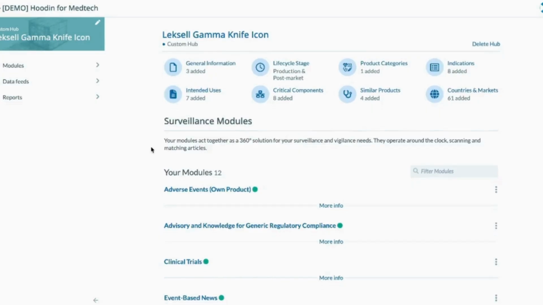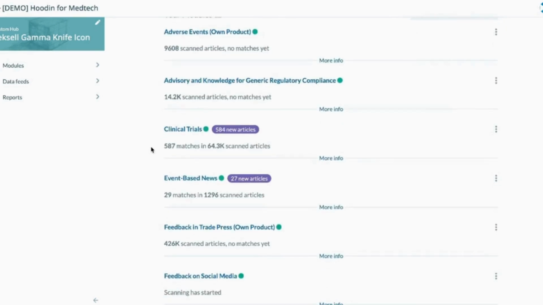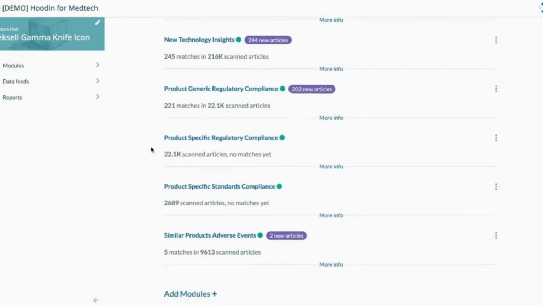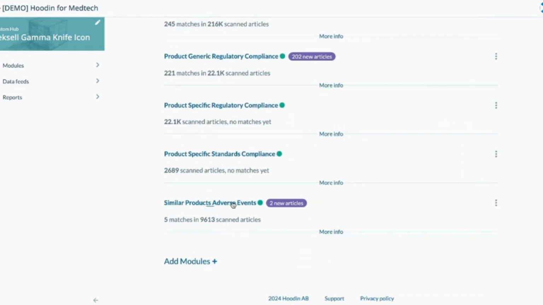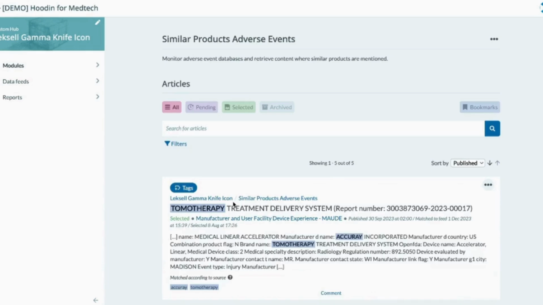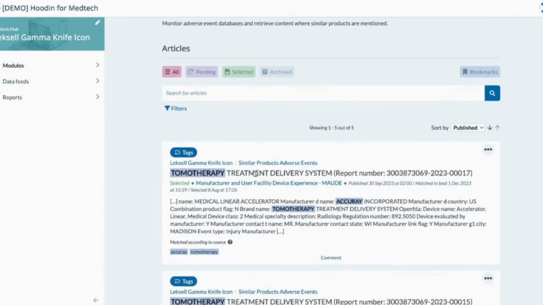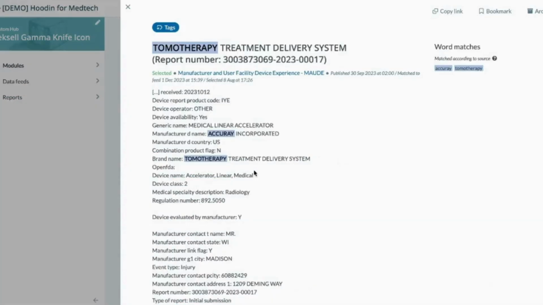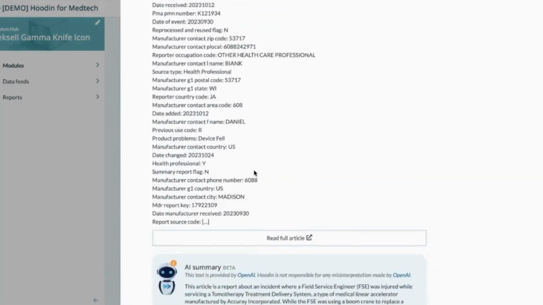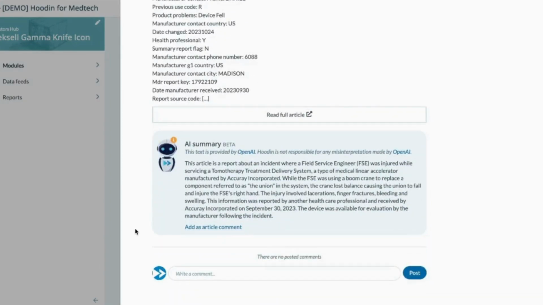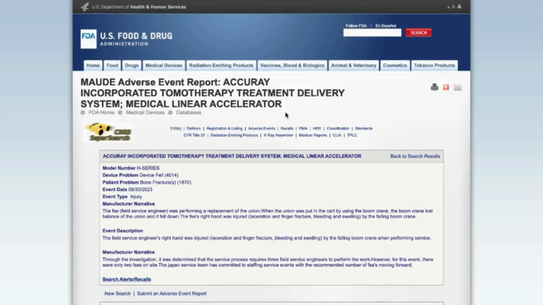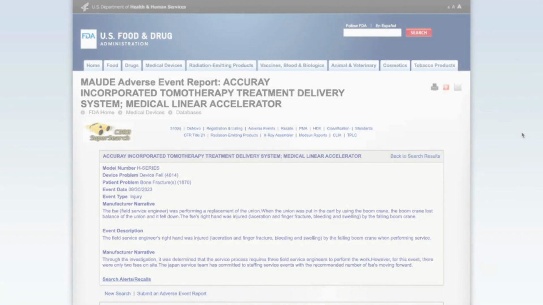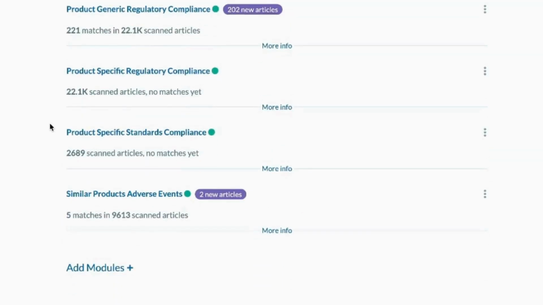In another case, while monitoring the Leksell Gamma Knife Icon, Houdin identified an incident involving a similar product, the TomoTherapy treatment delivery system. A field service engineer was injured due to equipment malfunction during maintenance. While this did not directly involve the Leksell Gamma Knife Icon, the incident was flagged because the devices share similar risks. Monitoring related products helps companies stay proactive and anticipate potential issues before they escalate.